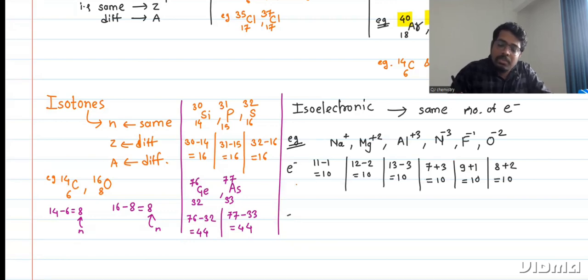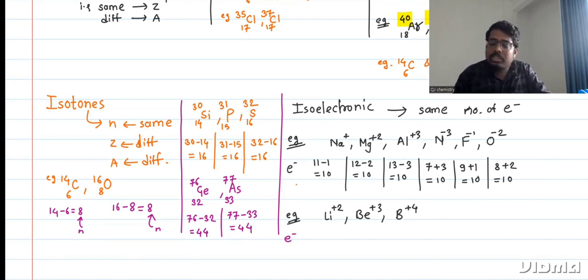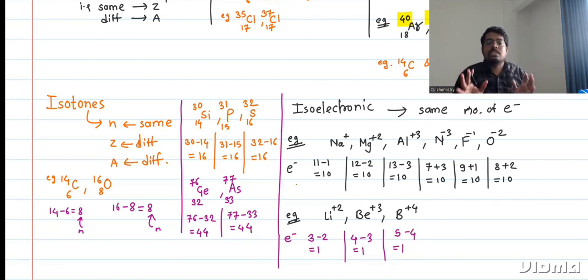Now the second example: Li+, Be2+, B3+. Let us find the number of electrons. Lithium atomic number is 3, so 3 minus 2 is equal to 1 electron. In beryllium, atomic number is 4, 4 minus 3 is equal to 1 electron. In boron, atomic number is 5, 5 minus 4 is equal to 1. So these are the single electron species here.